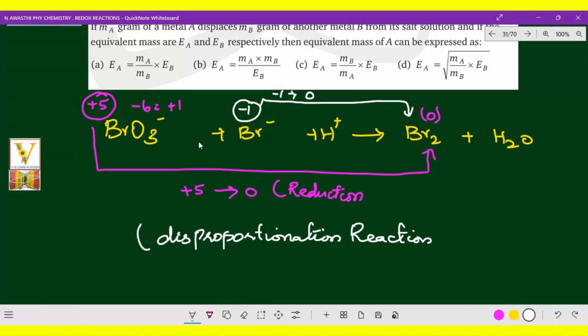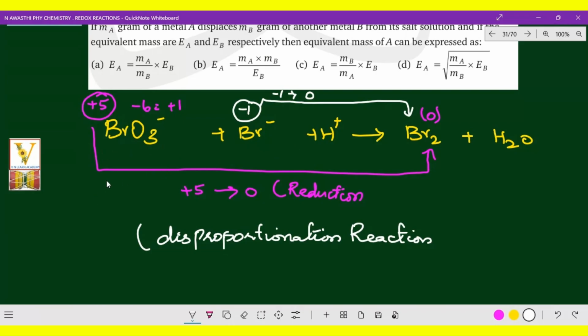First, we have to write the equation. Yes, we finished. Second, we found the oxidation numbers. Yes, that we also found. And the third point: we have to identify where it is increasing and where it is decreasing. According to that, we have to balance it. Right now, how many bromine atoms are there? Here 1 bromine, here also bromine. Here 3 oxygen atoms are there.